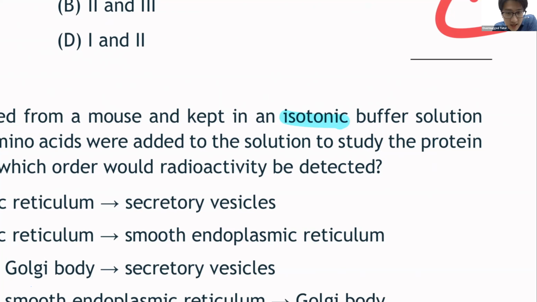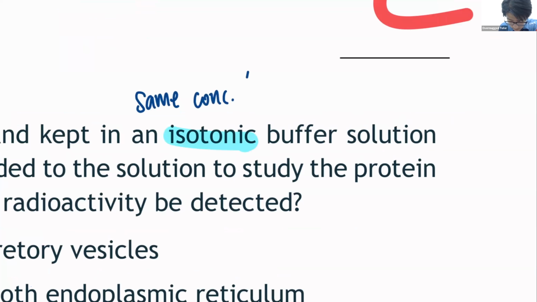Okay, back to this. In bio here, what are we looking at for the meaning of isotonic? I would love it if you all can write this down with me over here. We're looking at same concentration slash WP as the cell. What would WP refer to? Water potential. Okay, so this is very important for us to look at our water potential.